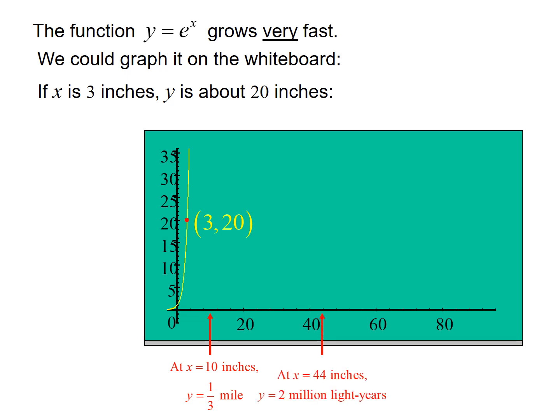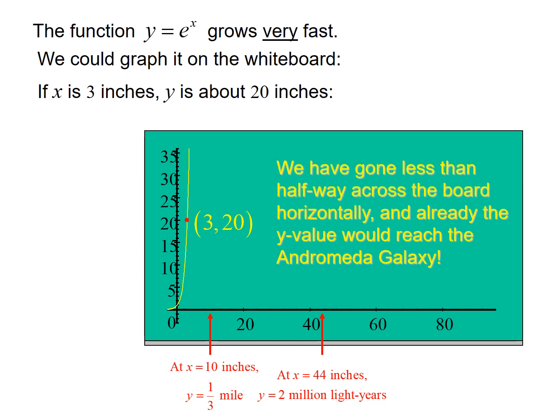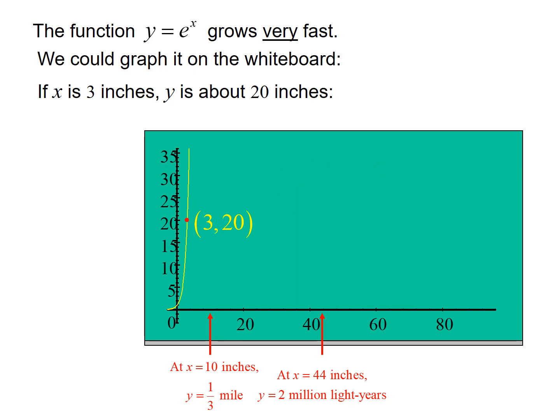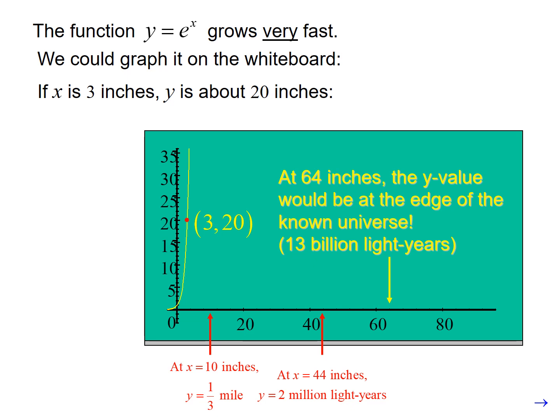And if we went out to just 44 inches, so not a couple feet, not too far, our y value is 2 million light years. So you can see that just a small move over in the x direction gives you an incredibly large change in the y direction. And if we go just 64 inches, the y value takes us to the edge of the known universe, 13 billion light years away.